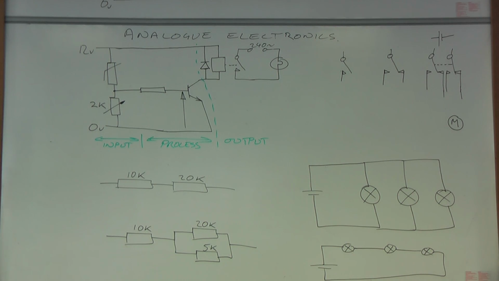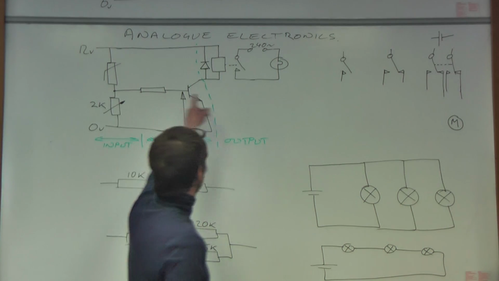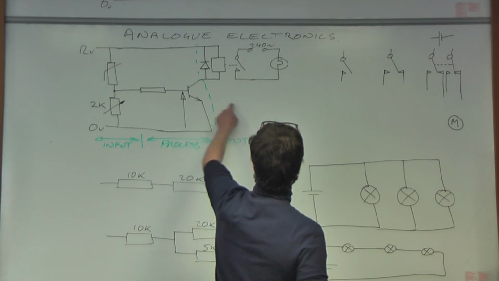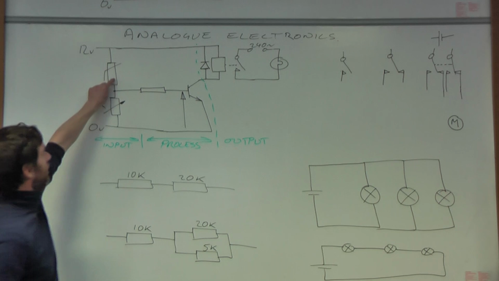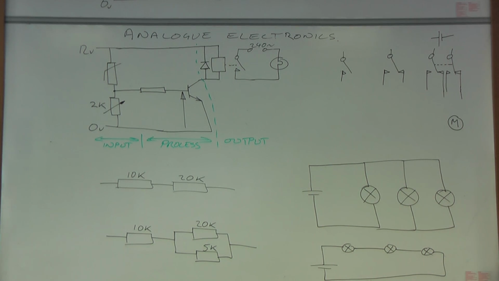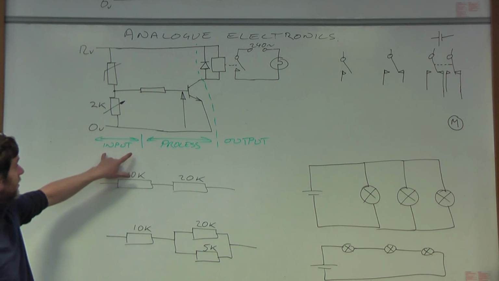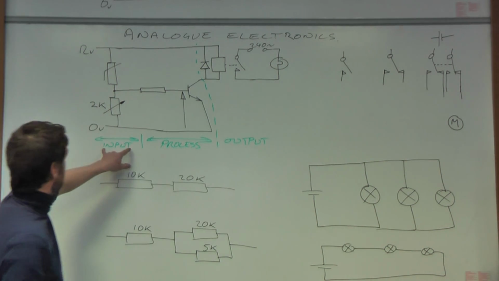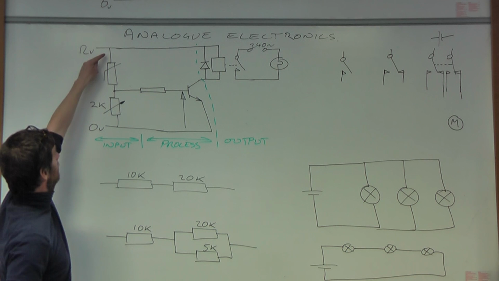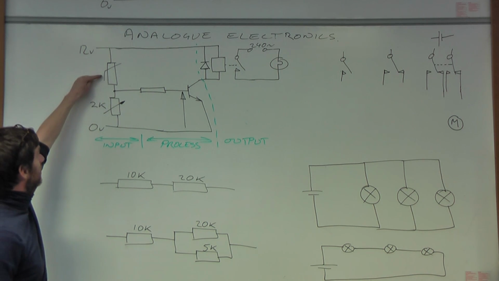Right then, analog electronics. Here I have a circuit with a transistor and it's switching on a bulb with something to do with the heat. You have to be able to explain these circuits in terms of input, process and output. The input is a voltage divider. That's a thermistor.